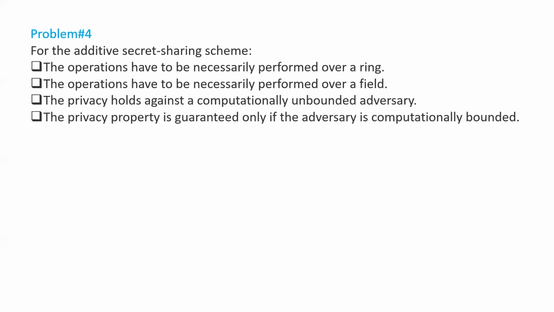So let's proceed to the next problem. It says, for the additive secret sharing scheme, the operations have to be necessarily performed over a ring. The operations have to be necessarily performed over a field. The privacy holds against a computationally unbounded adversary. The privacy property is guaranteed only if the adversary is computationally bounded. If you would like to answer, I will pause for a minute and you can answer.